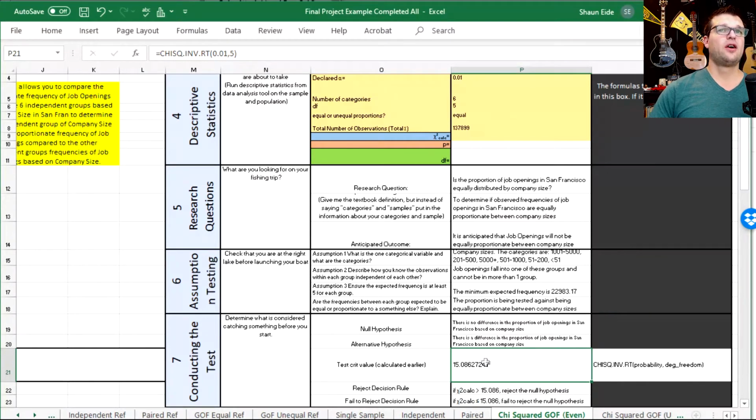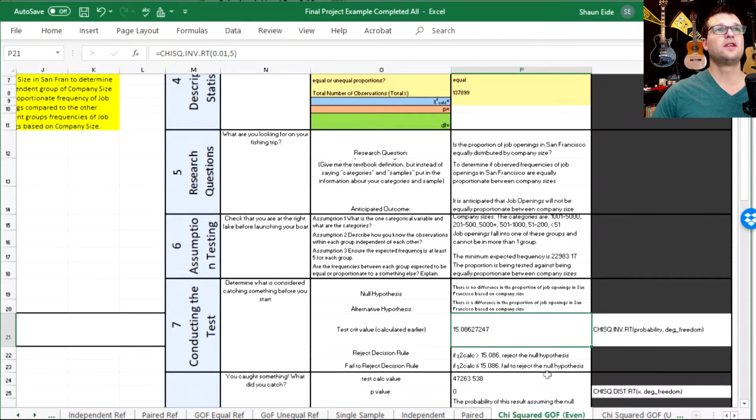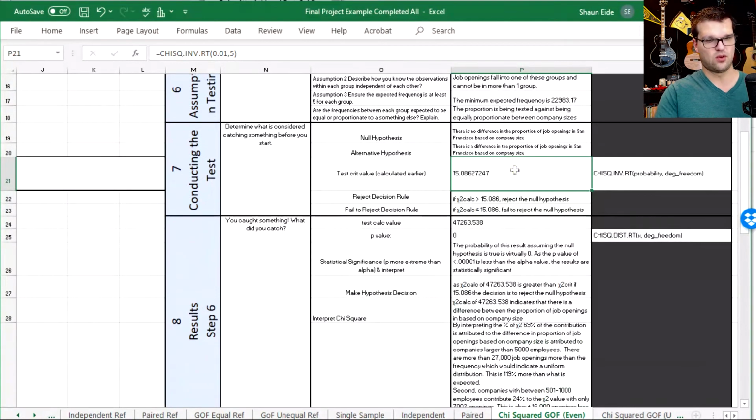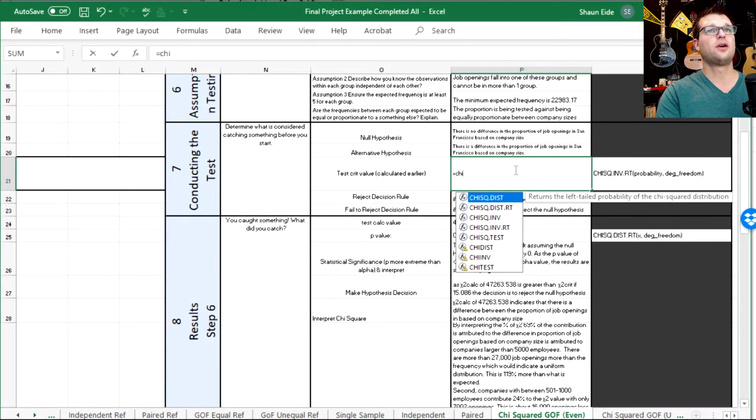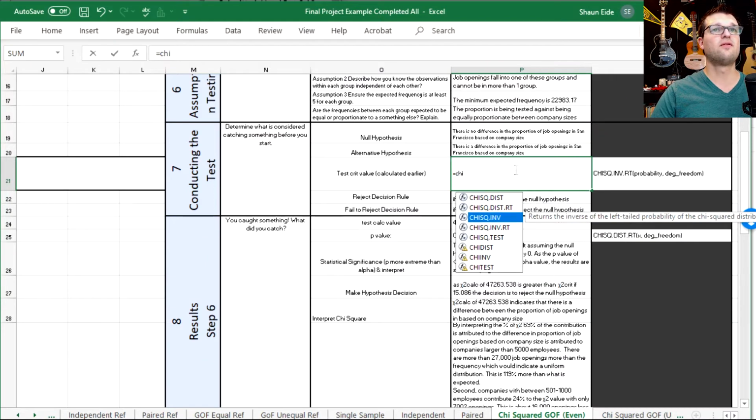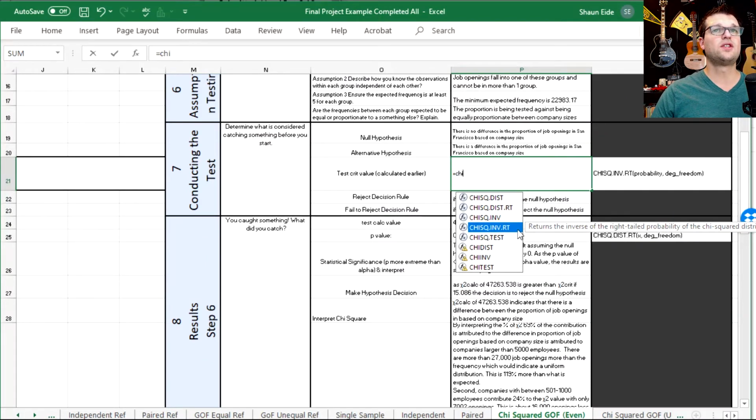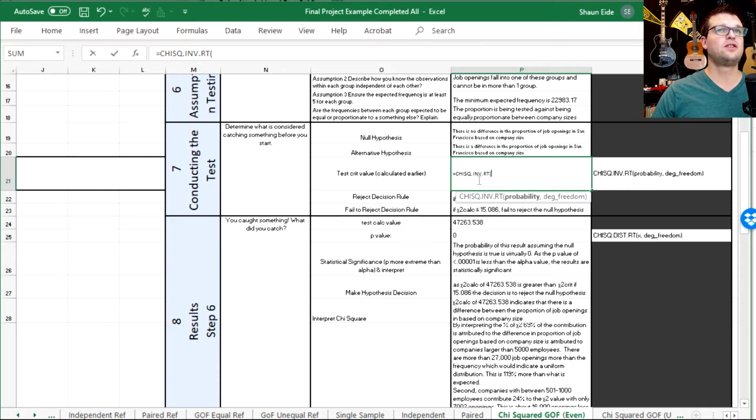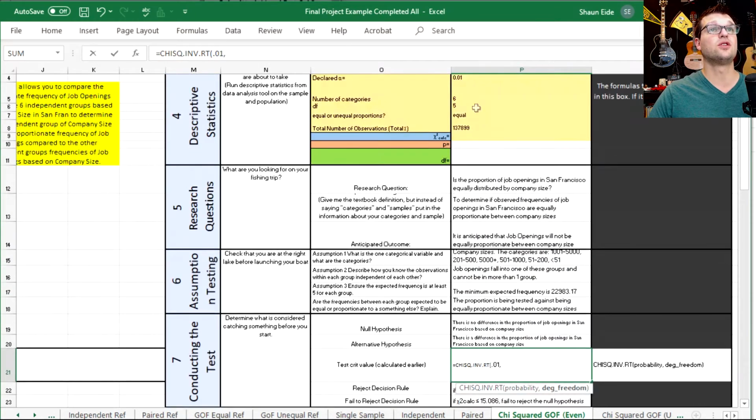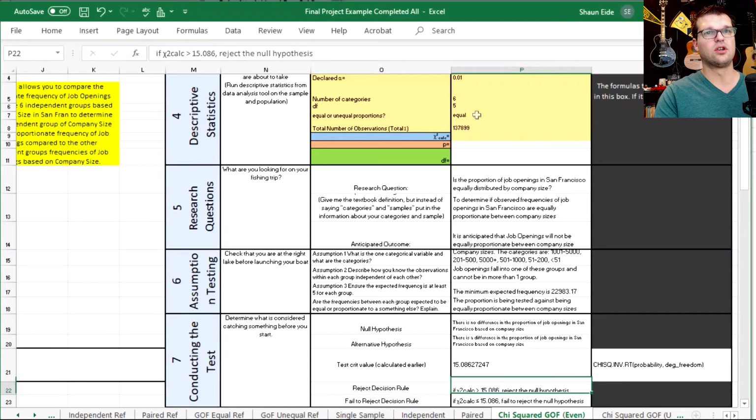Next, chi-square inverse right tail. This is the formula that you need to use. So we're going to do equals chi-square inverse right tail. What this does is it returns the inverse right tail probability of the chi-square distribution. In other words, I have a probability of being on the right tail, an alpha of 0.01, so the probability of being on the right tail is 0.01. And the degrees of freedom, remember, we had 6 categories, so the degrees of freedom is 5. So we're going to go like that.